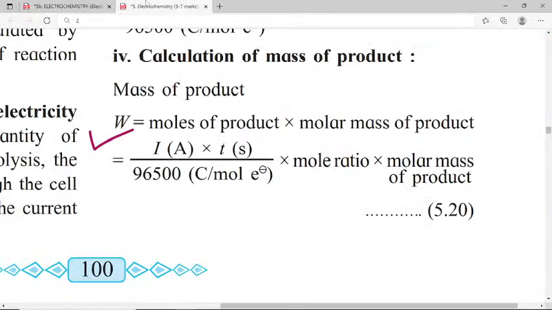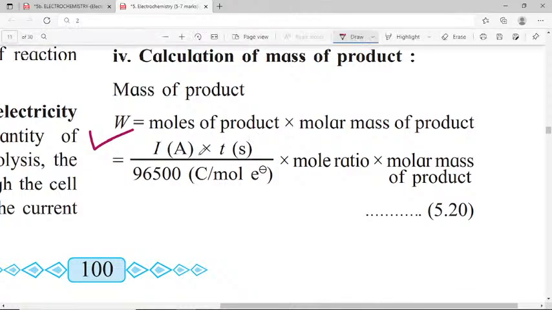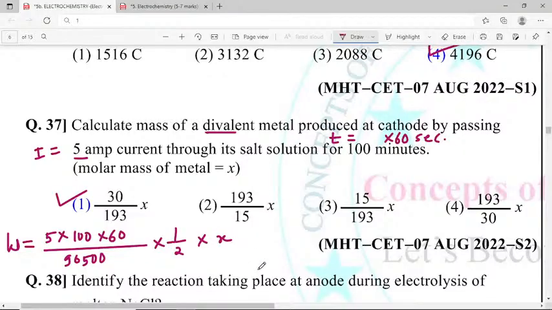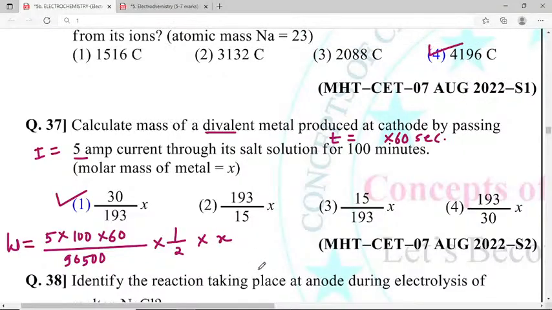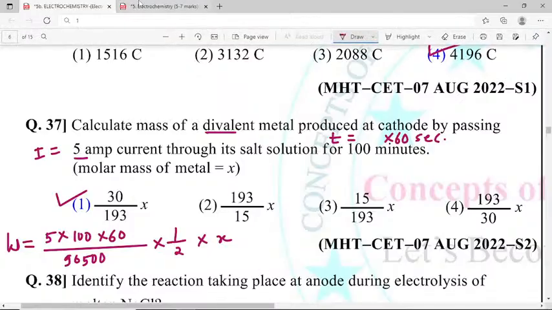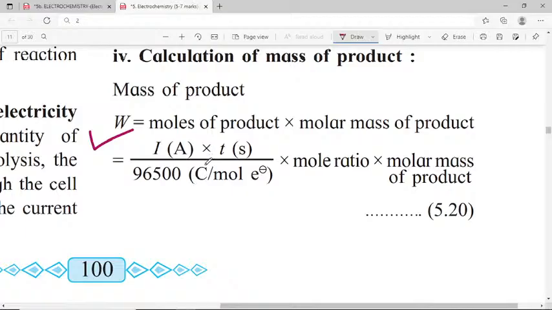This is the formula. Current in ampere, time in second, 96500. Mole ratio is 1 by 2 because divalent. Molar mass taken as the X value. Are you getting this one? Question number 37. W is equal to current in ampere, time in second, 100 minutes is 100 multiplied by 60, divided by 96500 coulomb. Divalent stands for mole ratio 1 by 2 and molar mass taken as the X value. So this is the formula.